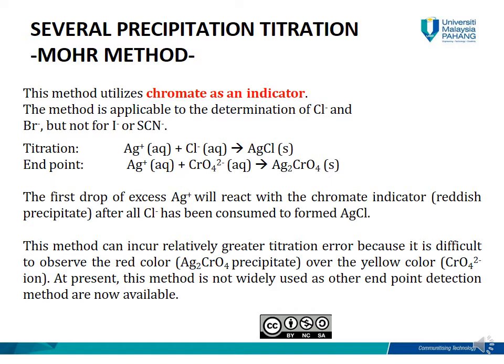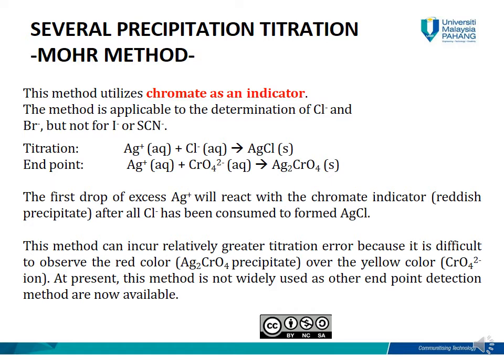The first drop of excess silver ion will react with the chromate indicator to form a reddish precipitate. So in the Mohr method, at the endpoint, a reddish precipitate will be formed, after all the chloride ion has been consumed to form silver chloride.